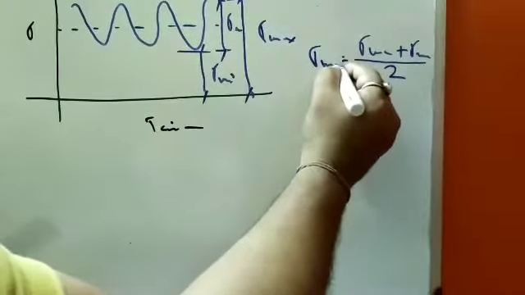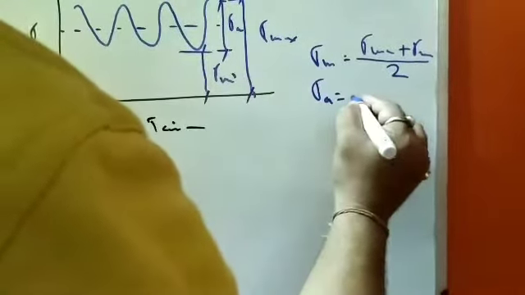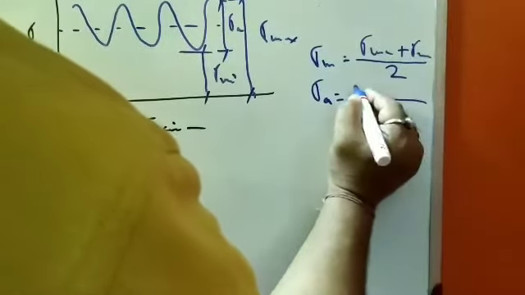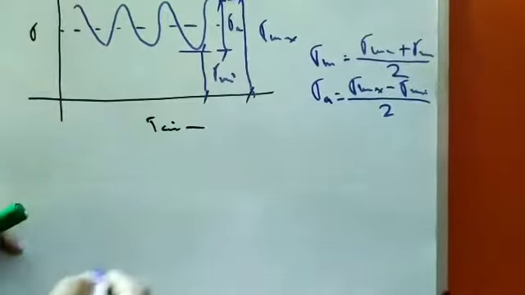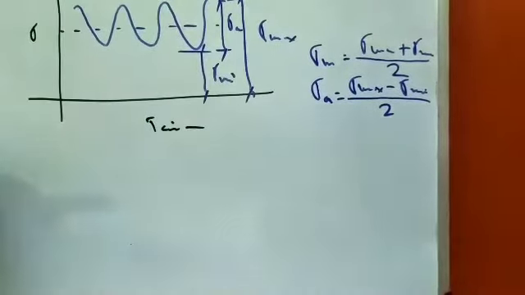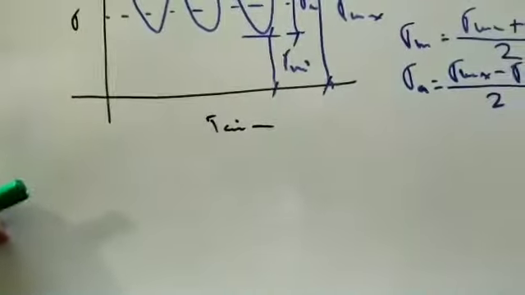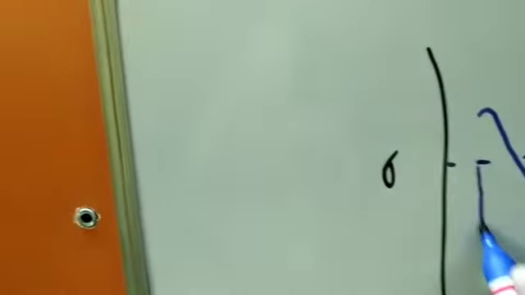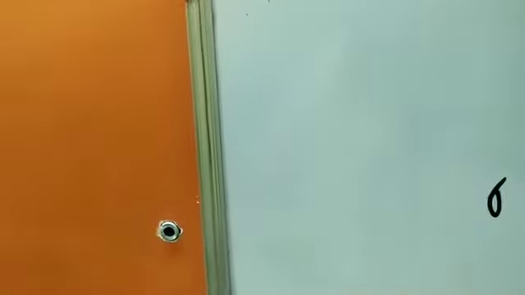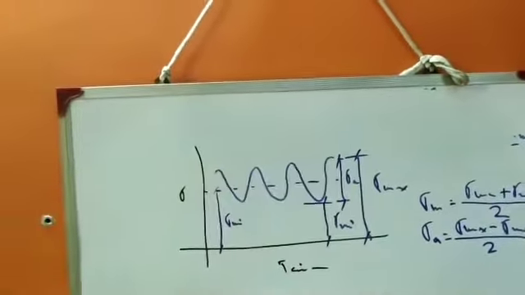That is, this sigma mean is present, and for sigma amplitude, sigma A, we get sigma max minus sigma min by 2. So over here this component sigma mean is there. If you see this figure, this component sigma mean is there.